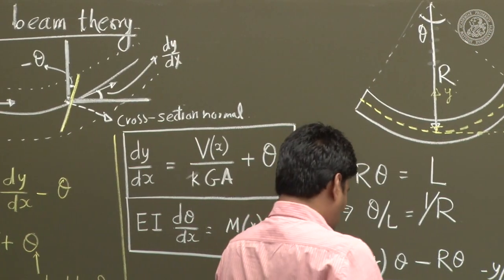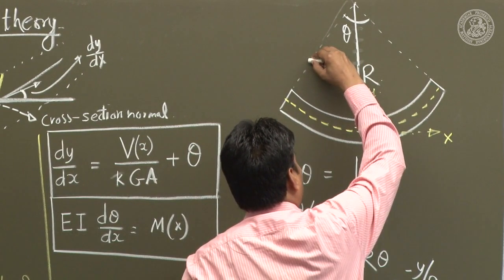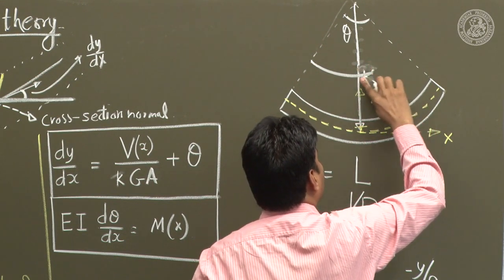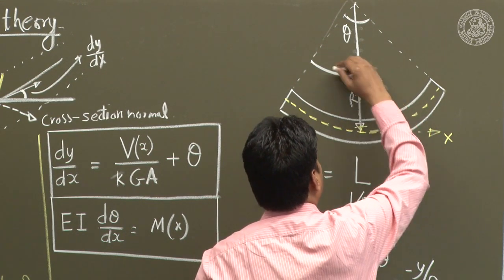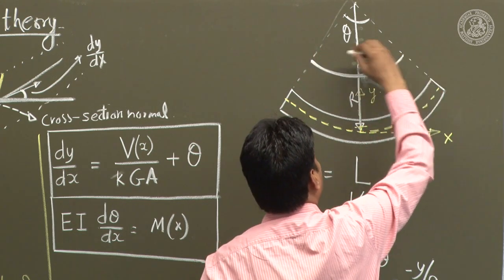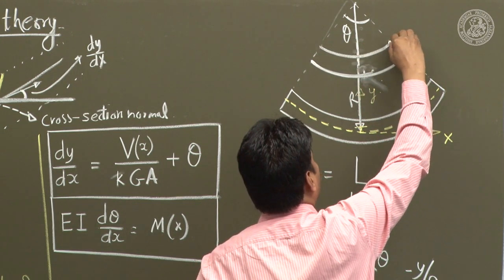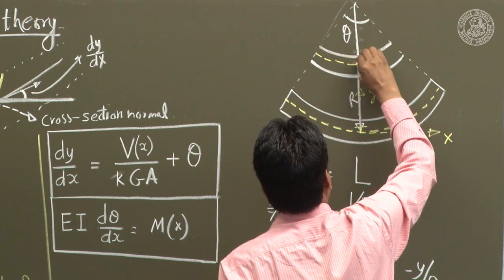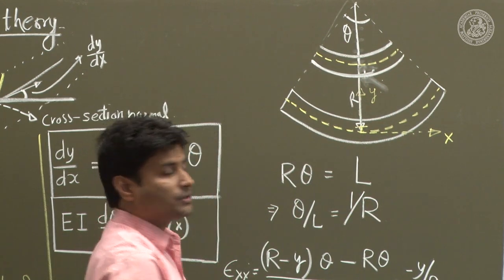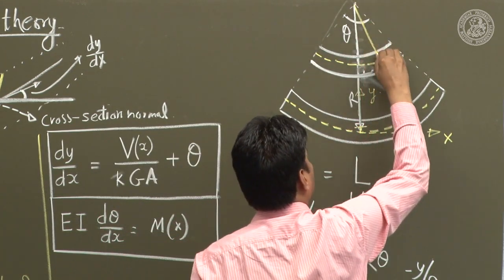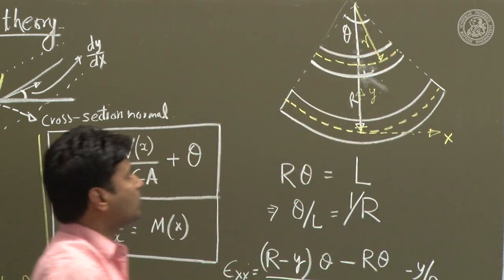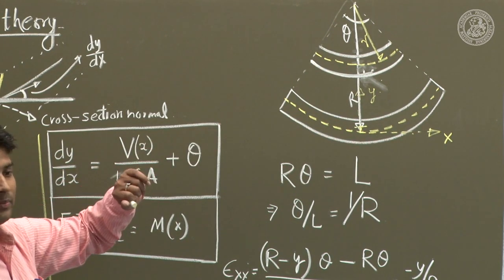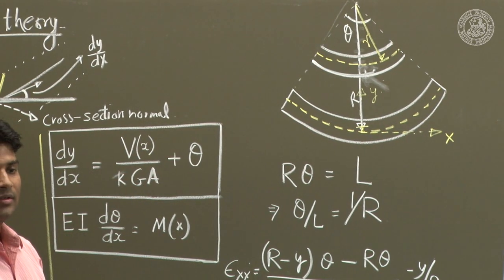All right, so let's do another experiment. Now I'm going to also compress the beam. So that was your R. So this time I'm going to compress my beam such that the radius now is a small r. Okay, so what's the curvature of the beam now? What do you think?